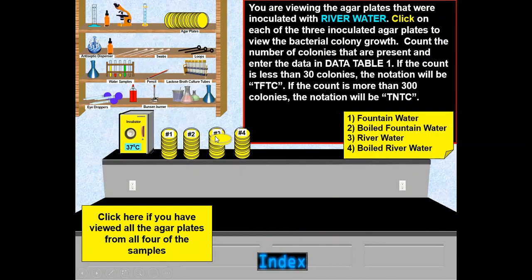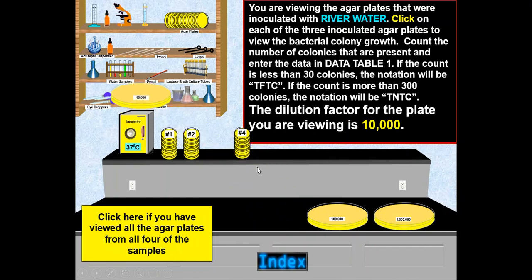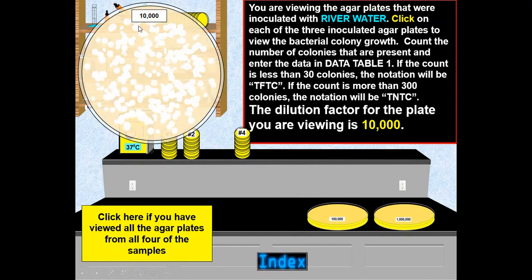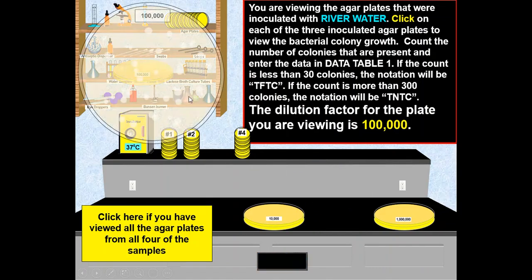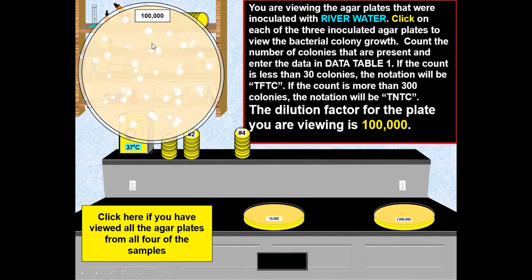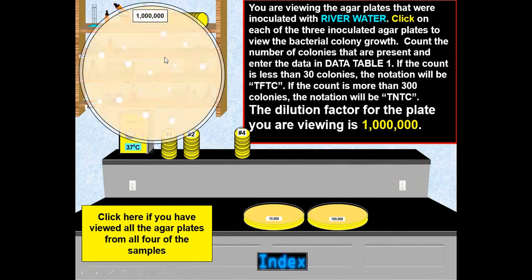So next, for the third plates, which is river water. For the first plate, 10,000, there is a large bacterial count. This is 100,000. And lastly, this is the 1 million plate. So this is the number of bacteria.